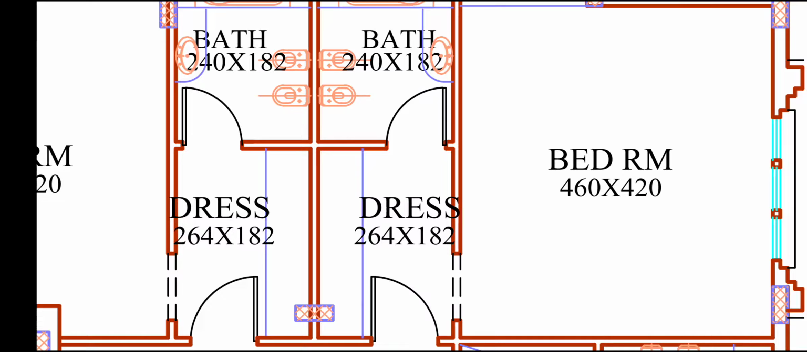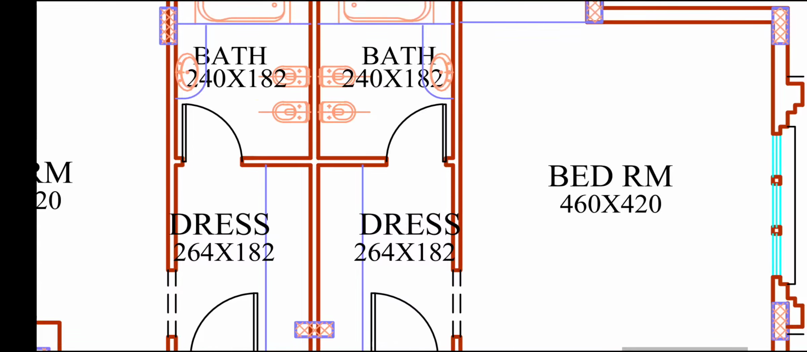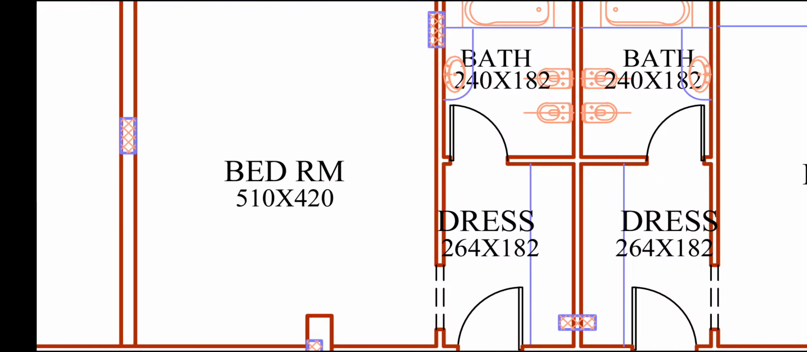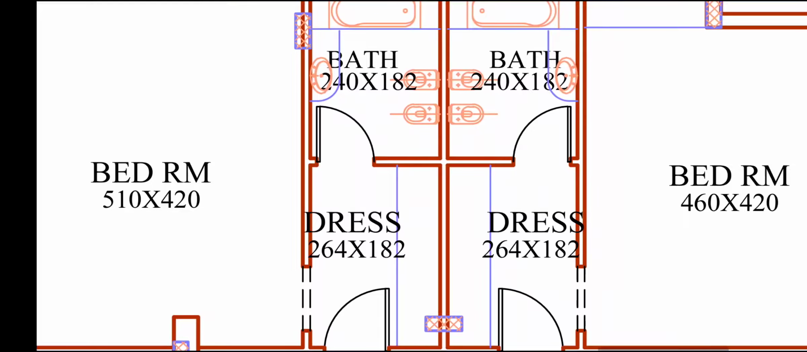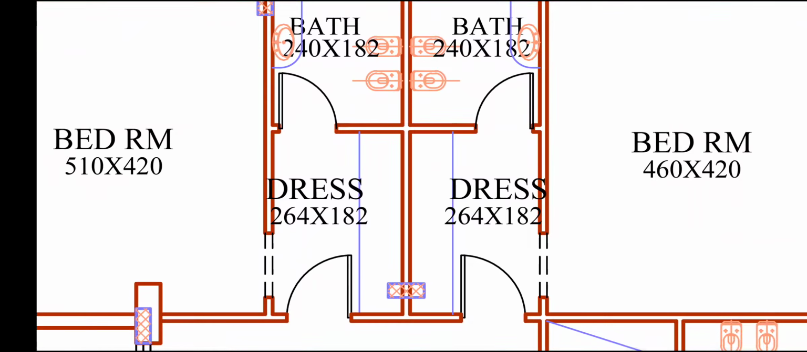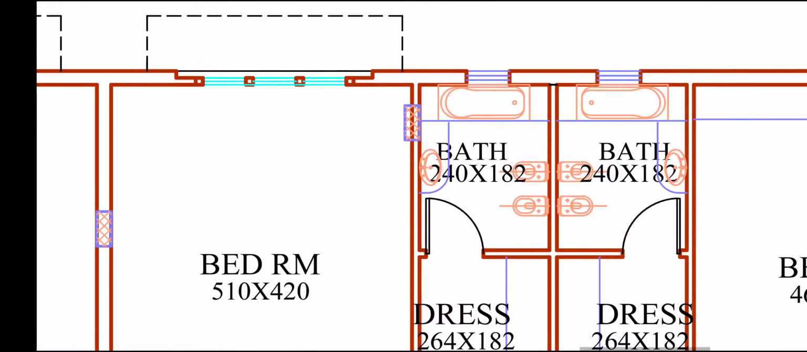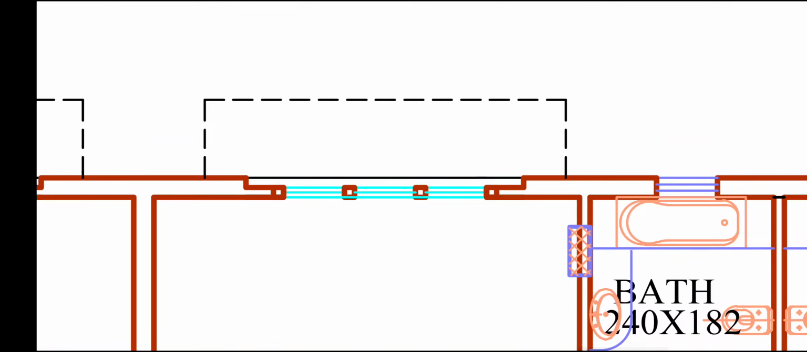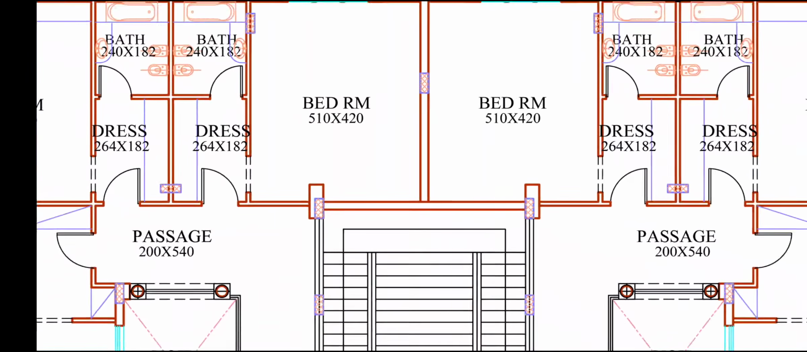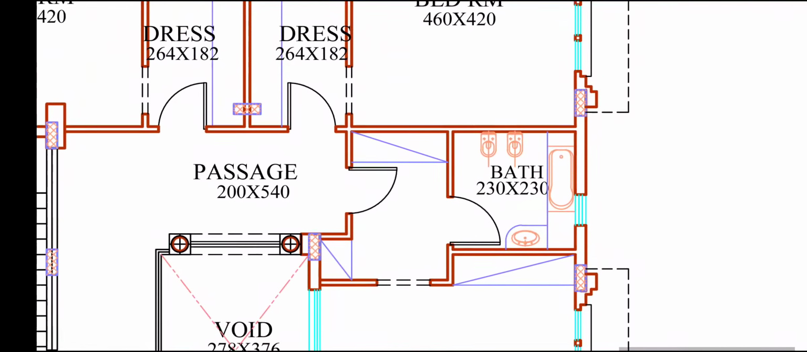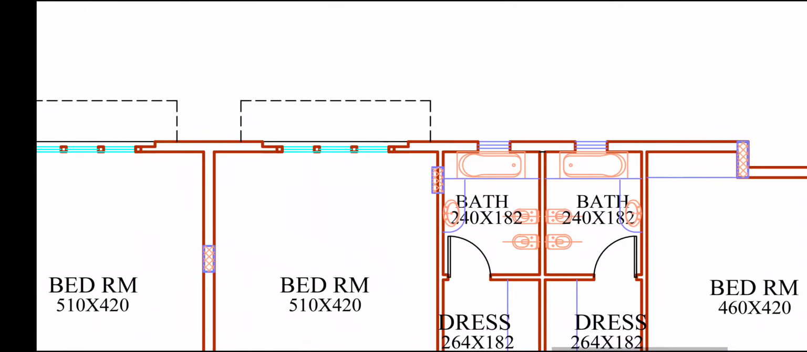This dress is 264 by 182, 240 by 182, and the second bedroom 510 by 420 and attached bathroom 420 by 240 by 182. This dress 260 by 182. This window area, this will come our balcony. This is our balcony. Again, this side, keep in mind, all sides have balcony covering. Here also balcony, here also balcony, all bedrooms have balconies.